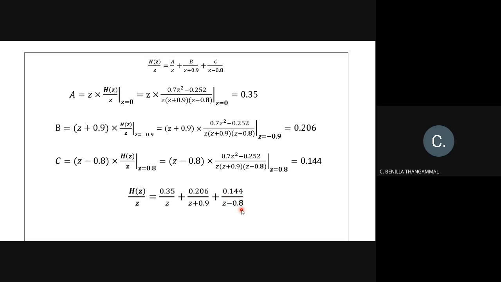Here, I have to get H(z) back into a sum of terms where each and every term will be in negative powers. So multiply by z throughout. If I multiply by z throughout, this z gets cancelled, this z gets cancelled, and here I have to convert it into negative power, so take your z out. So 1 plus 0.9 z inverse, so this positive z and z get cancelled. Similarly here also. So now I got my H(z) into a sum of terms in negative powers.